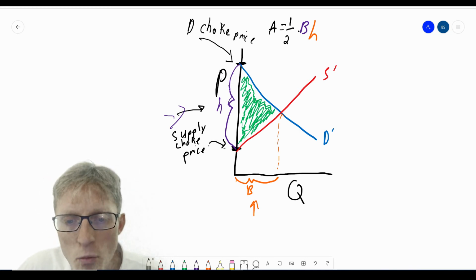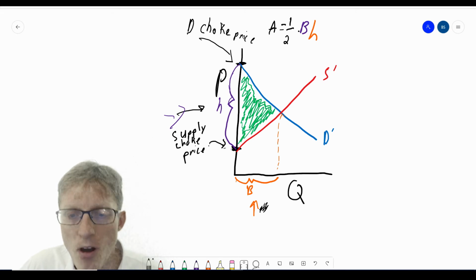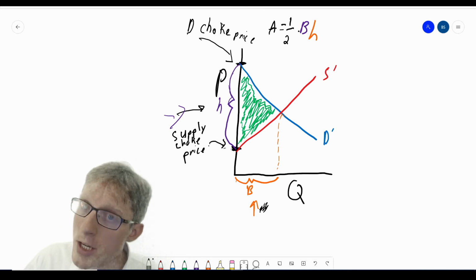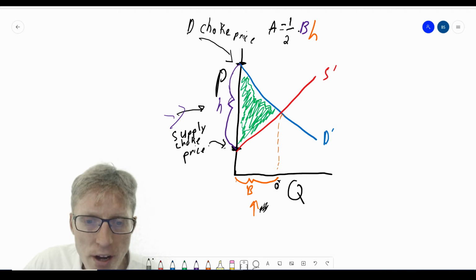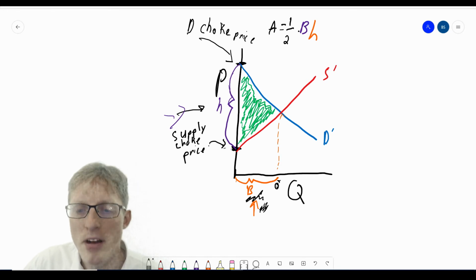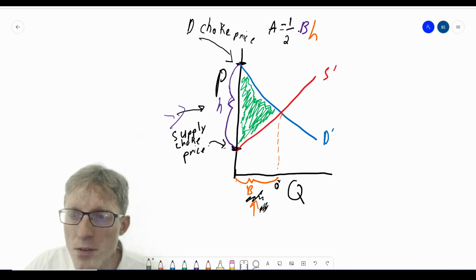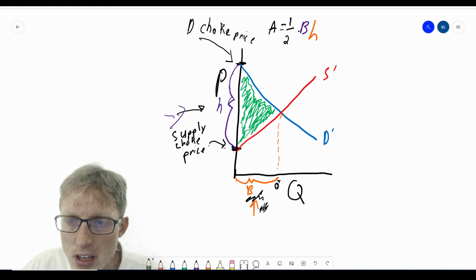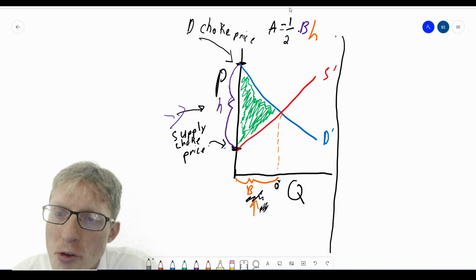And to find the width of the triangle, or this part illustrated down here in the orange, it's simply equal to the equilibrium quantity, Q star, minus the quantity at this point on the graph here, which is 0. So the width of this triangle is simply equal to the equilibrium quantity. Okay, so solving this problem simply involves finding all of these different values. And so we can go through a sample problem. So let's just try one.